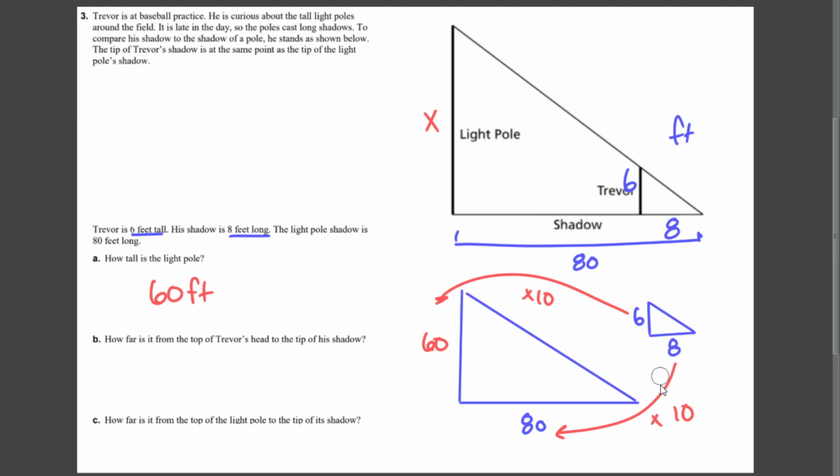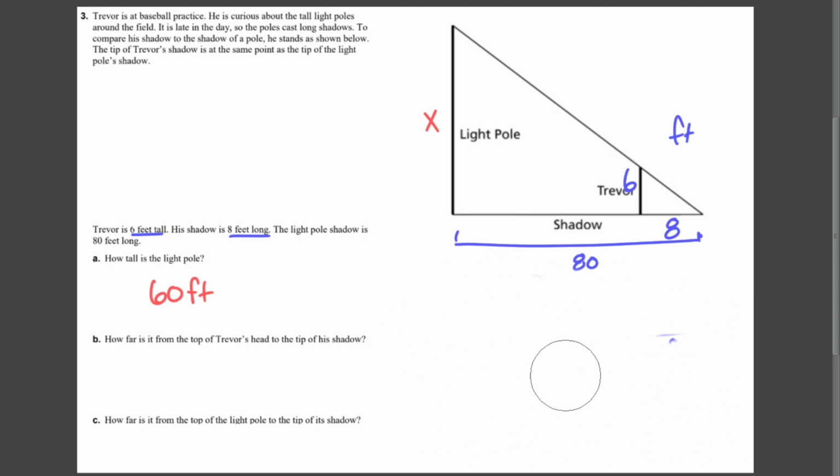Question B, how far is it from the top of Trevor's head to the tip of his shadow? Okay, so we don't need these anymore. Take all of these out. We don't need this anymore. How far is the tip of Trevor's head to the tip of his shadow? So now we're trying to find from here, the tip of Trevor's head to the tip of his shadow, which is down here.